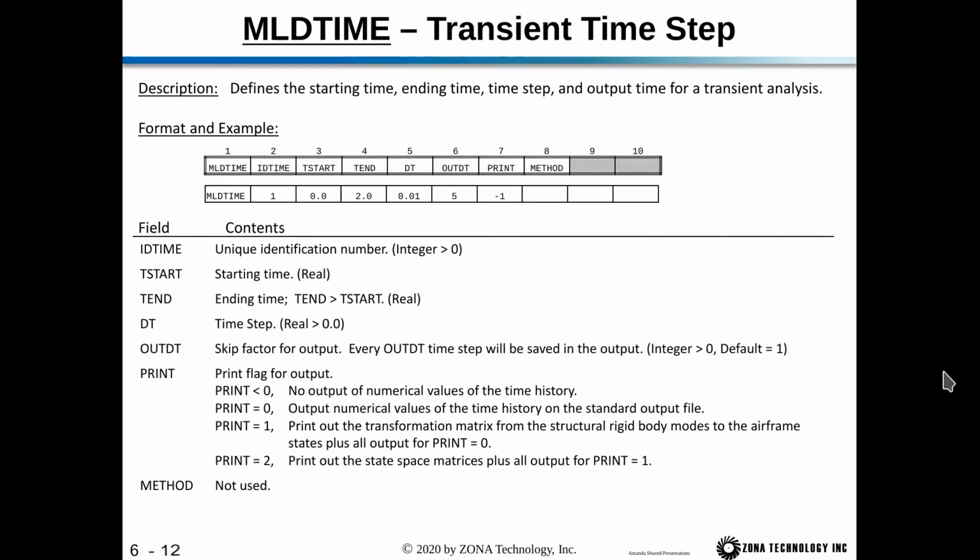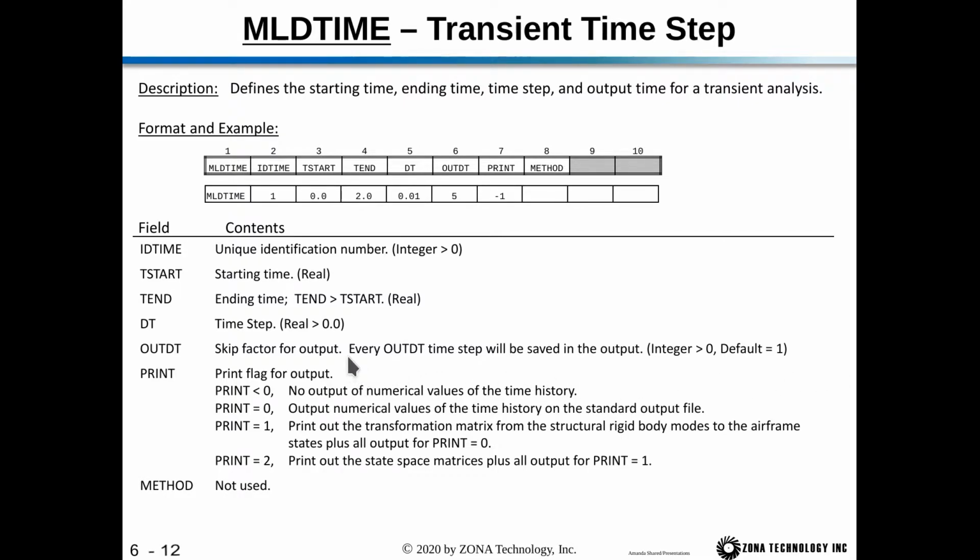Next, we have the MLD time card to define the transient time step. So we have an ID number. Next, we have T start, which is the starting time. T end is the ending time, and of course, T end must be greater than T start. DT is the time step. Out DT is a skip factor for the output. So every out DT time steps will be saved in the output file. So if you have a very small DT, for example, 0.001, so your simulation is running at 1000 hertz, but you're only interested in outputting at 100 hertz, you can set out DT to 10.